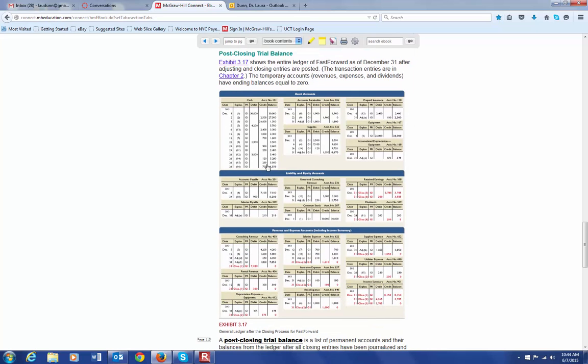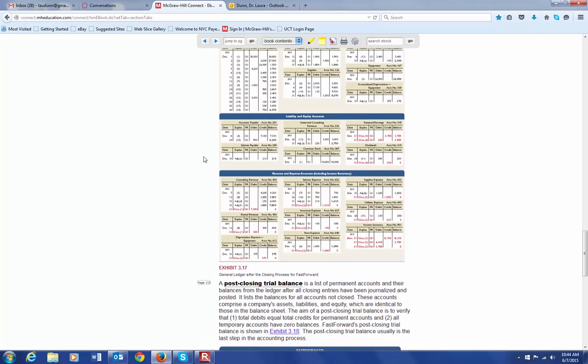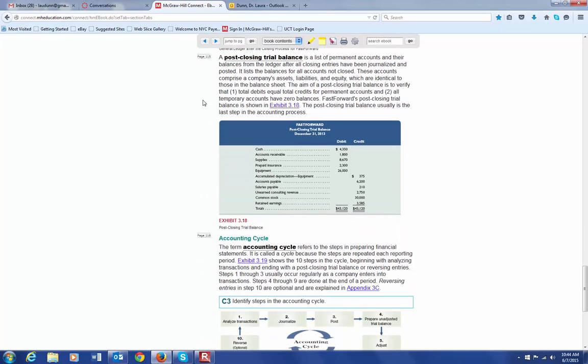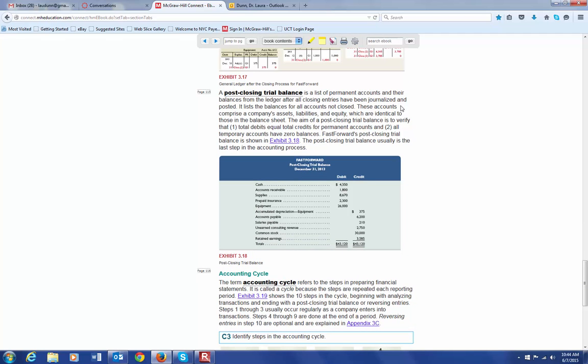Now, this is showing it to you in terms of the ledger, but this is what it would look like once you're finished. A post-closing trial balance is a list of all your permanent accounts and their balances from the ledger after all your closing entries have been journalized and posted. It lists the balances for all the accounts not closed. So basically, it's only going to be your assets, liabilities, and equity. So this is what a post-closing trial balance looks like. Obviously, it's much shorter than the one that included your income and expense accounts.